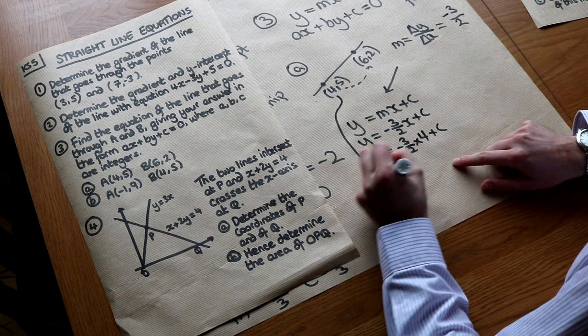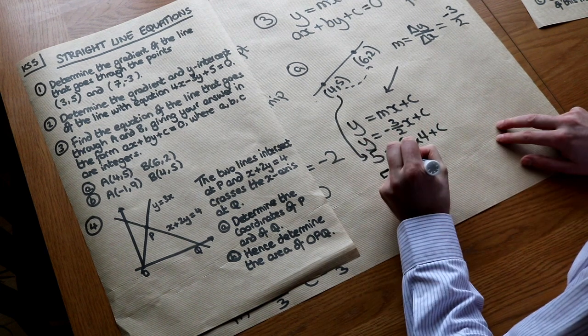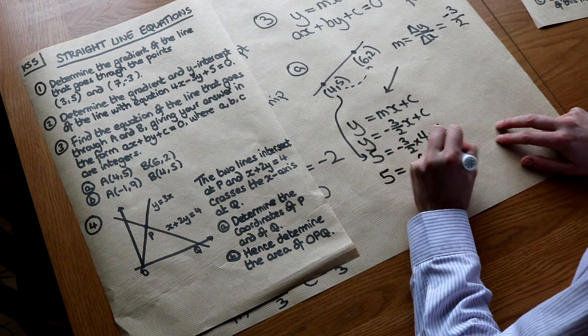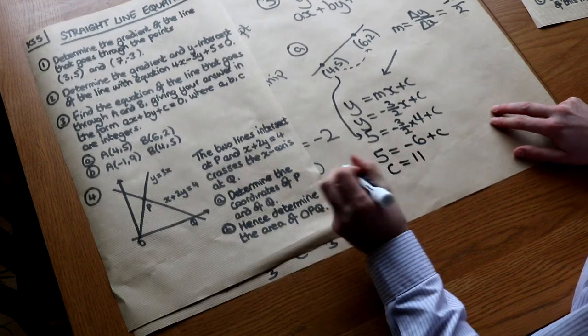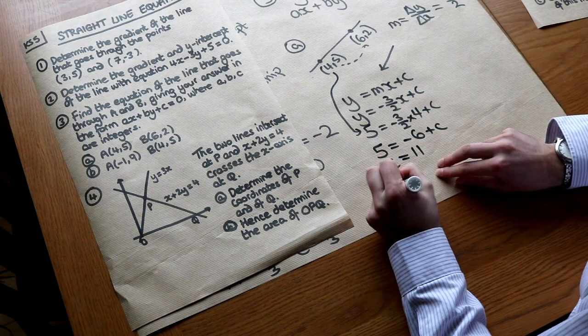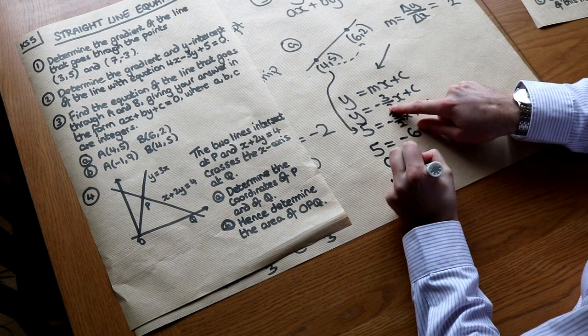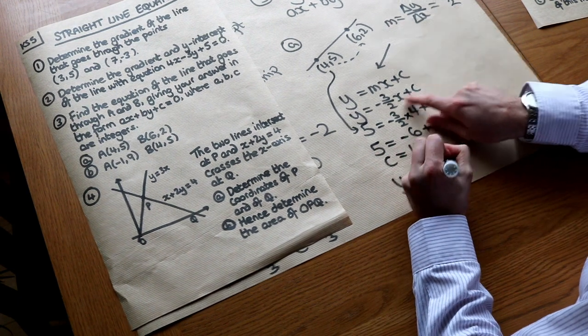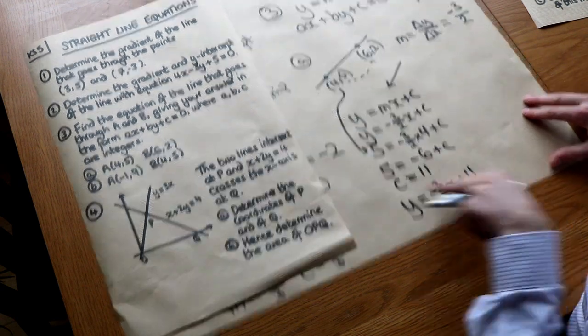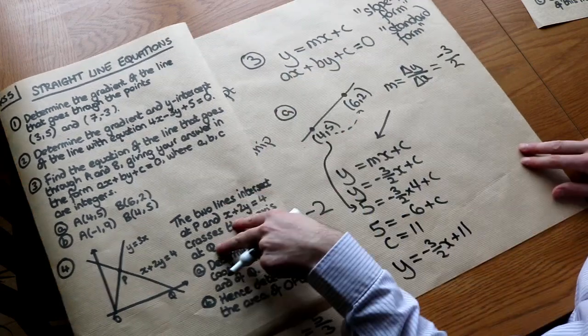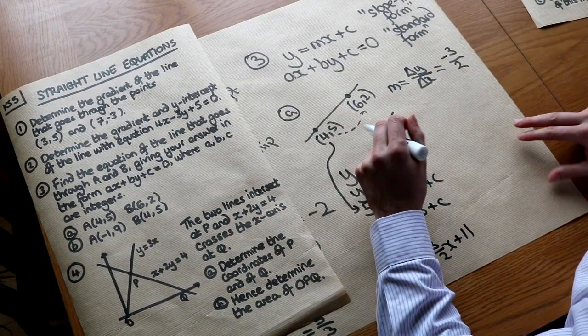And now we can just simplify that. So minus 3 over 2 times 4 is minus 6 plus c. Minus 6 plus what is 5? What's 11? C is 11. And therefore, if we just put that back in, we've got y is equal to minus 3 over 2 x plus 11. And then we can manipulate that to put it in this particular form. So that's a sort of pre-A-level way.